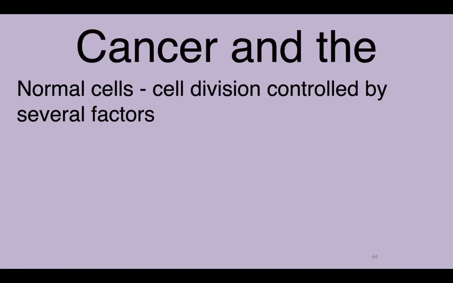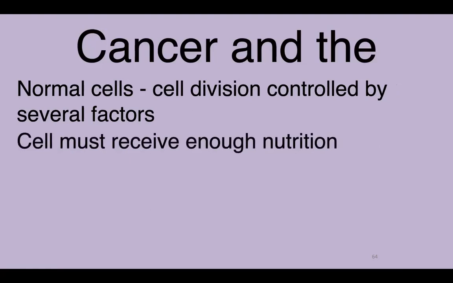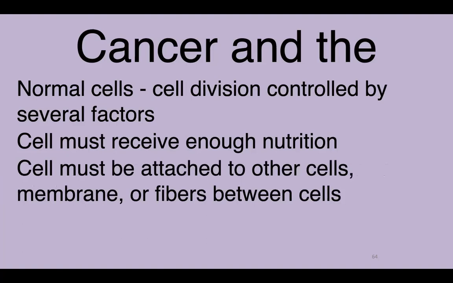So in normal cells, cell division is controlled by several factors. 1, the cell must be receiving enough nutrition. If it is a malnourished cell, it's not going to pass. I don't know if you remember when we did the cell cycle back in, was it chapter 8, I think? There are 3 checkpoints that the cell has to pass in order to continue in the cell cycle. If it doesn't pass those points, then it will stay at that point in the cell cycle until it can pass. So it has to have enough nutrition.